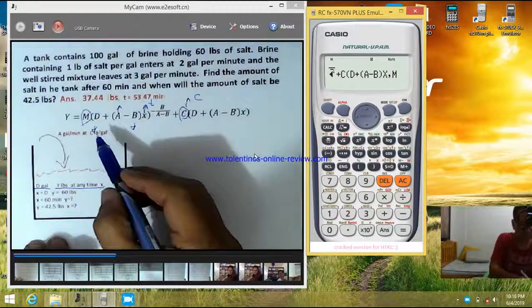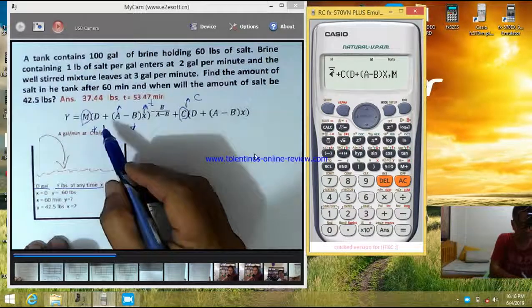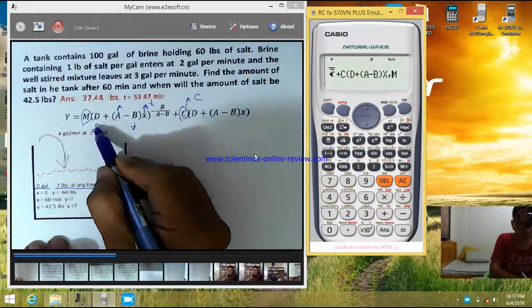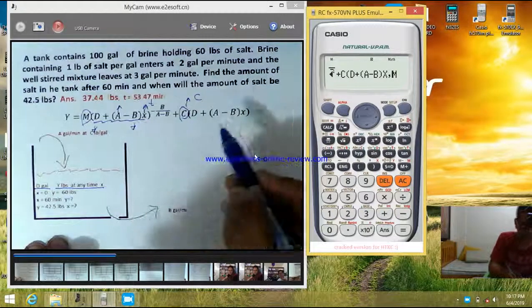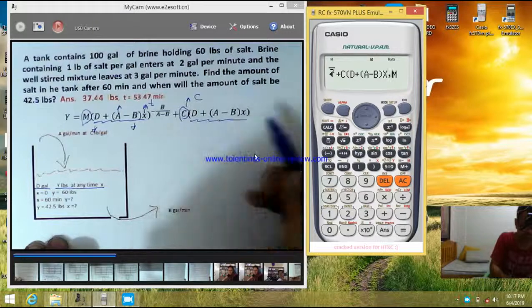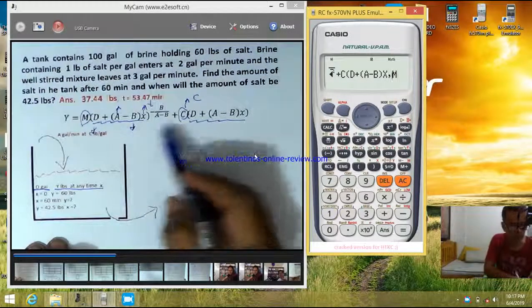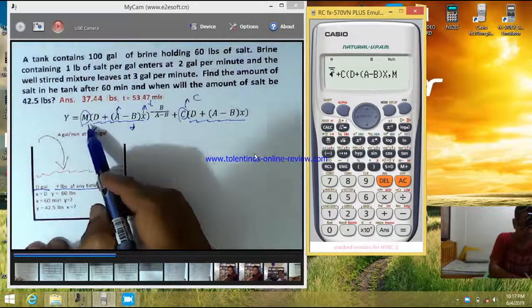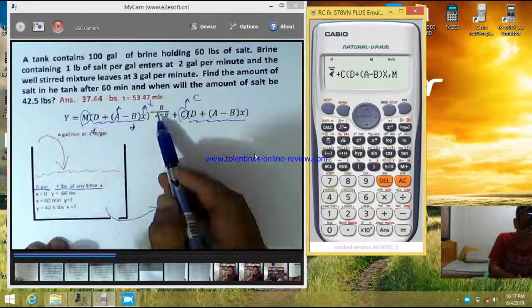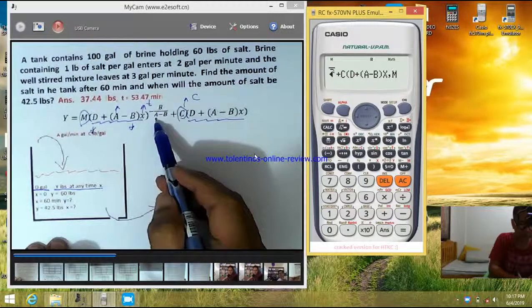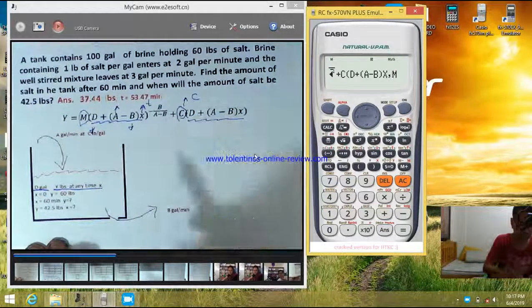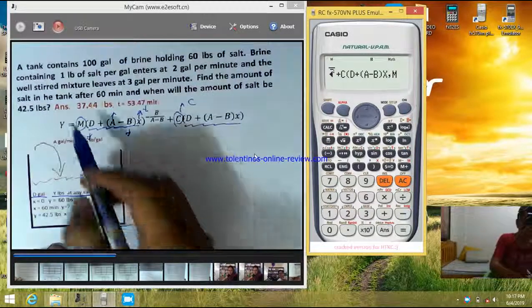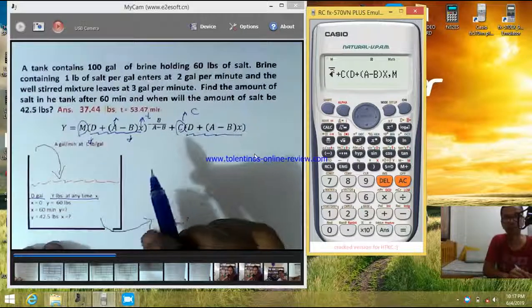Now the formula is quite long, but notice that D plus A minus B times X is common to both terms. What differs is you have an M here and a power of negative B over A minus B, while here you have a C. Alright, now let us solve the problem.